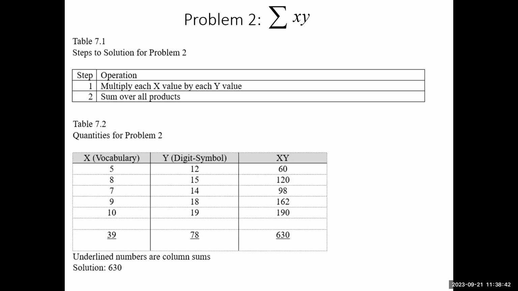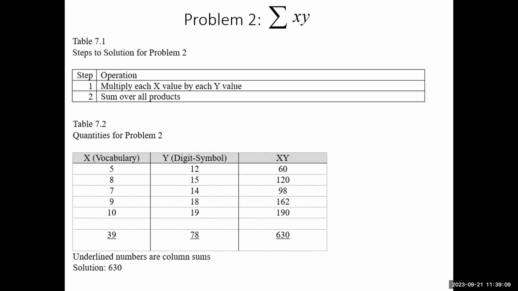Okay, our second problem, I would read that as sigma xy. When we see two variables written side by side like that, it implies multiplication. So if we think about our order of operations, we've got multiplication and summation using the sigma. And so our first step is going to be to multiply each x by each y value. And then our second step is going to be to sum over those products, right?